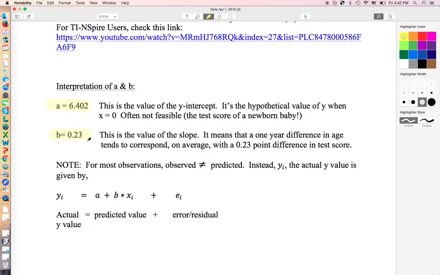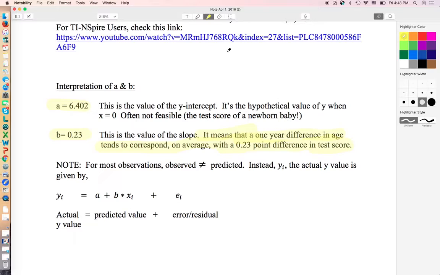So what that means is a 1-year difference in age tends to correspond, on average, with a 0.23 point difference in test score. This entire sentence, it's kind of like "we reject the null hypothesis," or "I am 95% confident that." It's a sentence that you need to memorize the language of.